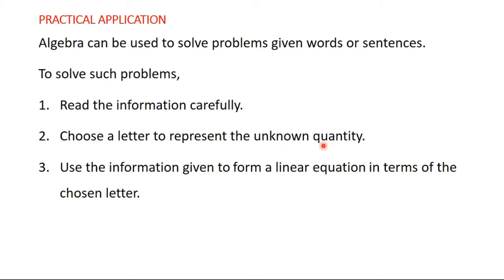So if you read the information, you understand what you are being told to do. You choose a letter or a variable to represent the unknown quantity. Then using the information and the letter that you've chosen, form a linear equation in terms of that letter. Then you solve the linear equation you formed. If you solve the linear equation, you'll be able to find the unknown quantity.